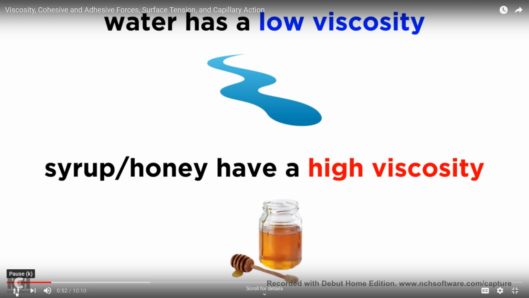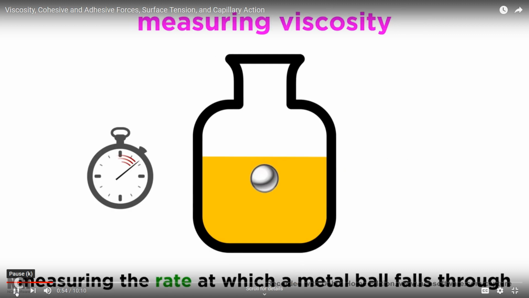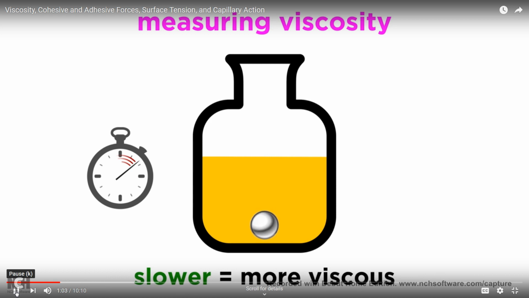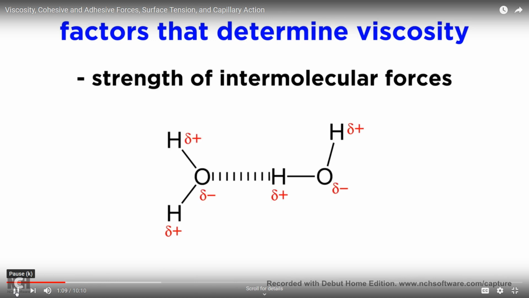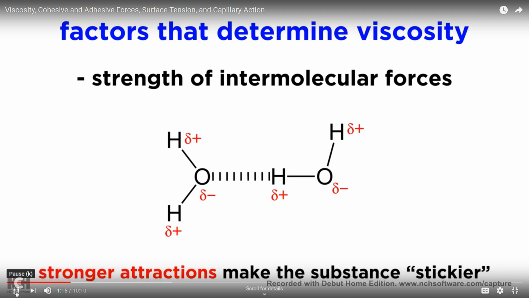they flow very slowly. We can measure viscosity quantitatively by measuring the rate at which a metal ball falls through a substance. The slower it falls, the more viscous the liquid. There are a number of factors that dictate the viscosity of a liquid. First, we must look at the intermolecular forces occurring between the molecules. The greater the attraction between the molecules, the stickier and more viscous the liquid will be.